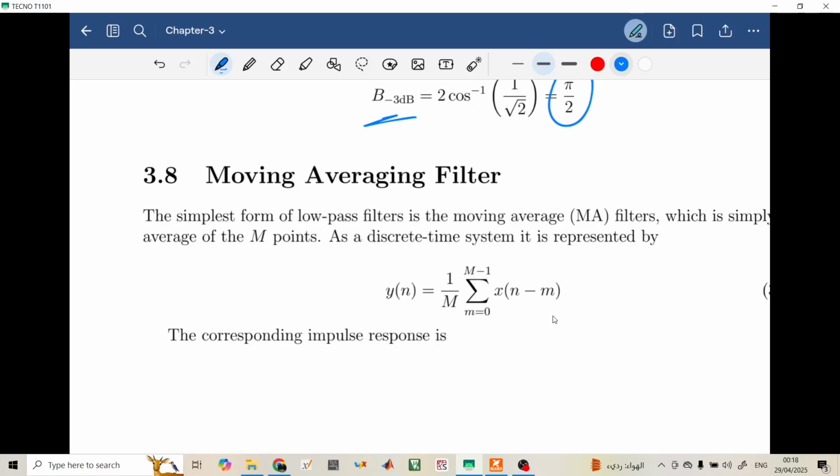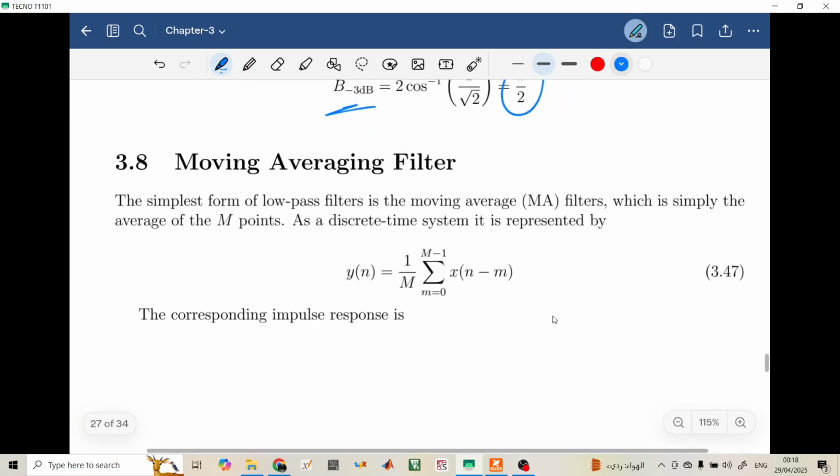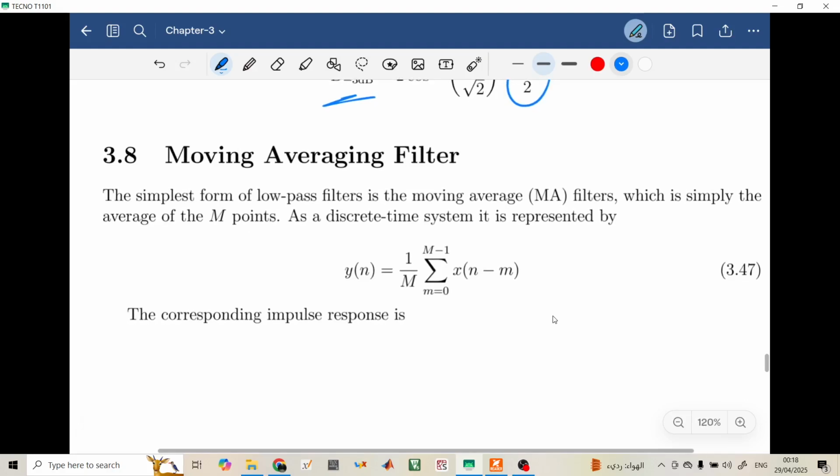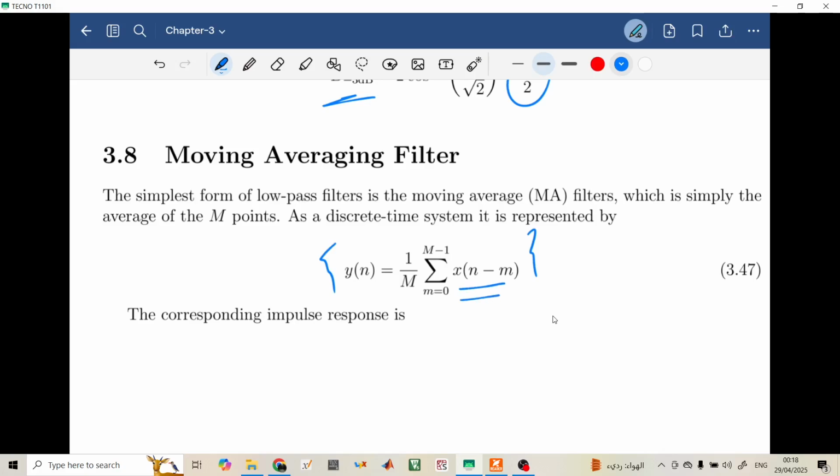Now let us consider the general case of moving average filters. So here, if we take the moving average filter as a discretized system, it has this simple form, right? We sum a set of m points and then we divide by their number, so we're taking their average.